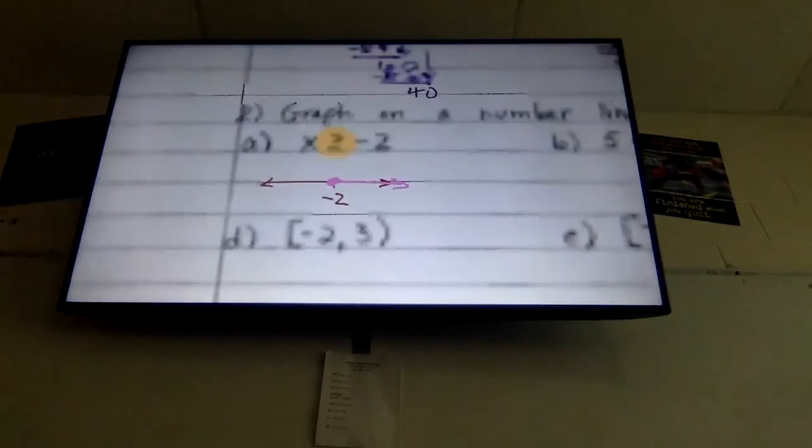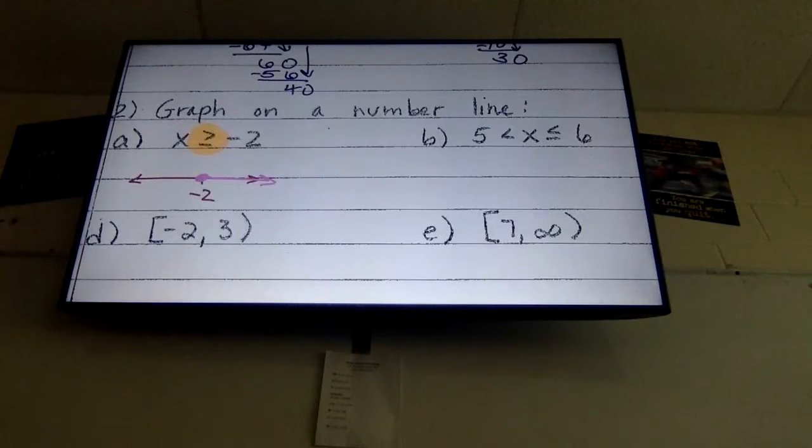I got one more to do with you like that. I've got 5 less than x, which is less than or equal to 6. What 2 numbers do I want on my number line? Good. Open or closed on 5? Open or closed on 6? Very good. And then where am I shading in here? In between. Towards each other.